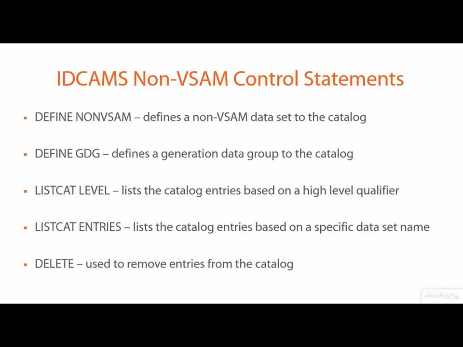We can also delete entries from the catalog, and in this particular case, when we remove an entry, that means that any attempt to locate that data set again will result in it not being found in a catalog search. However, it does not delete the data set itself. The data set still resides on whatever volume it was defined on, and as a result, if you know the volume serial number, you can still access and retrieve the data using a volume serial number specification.